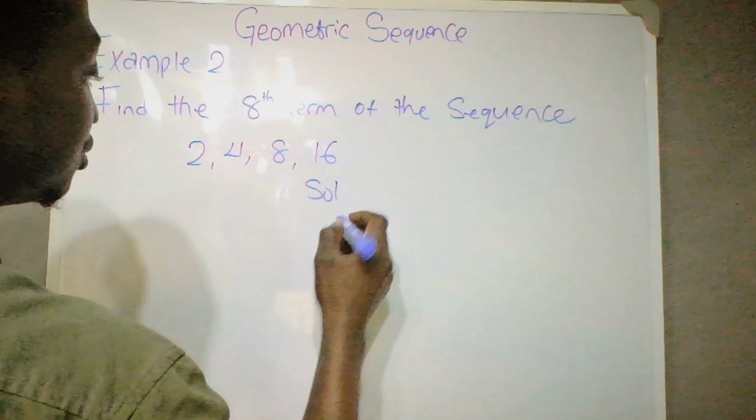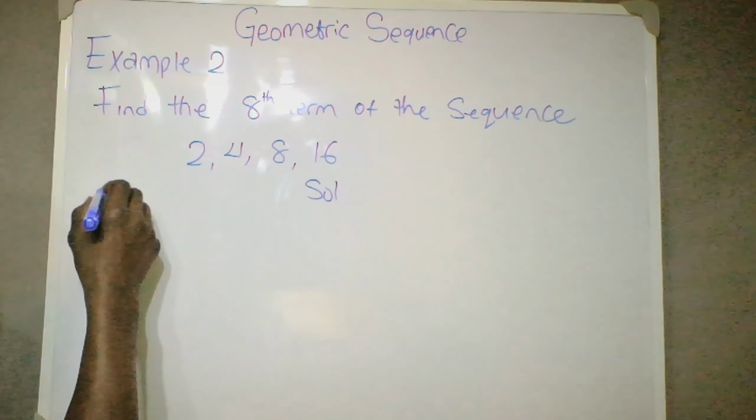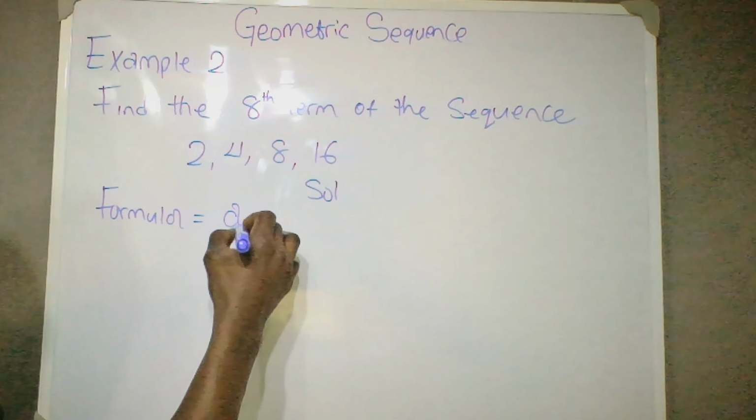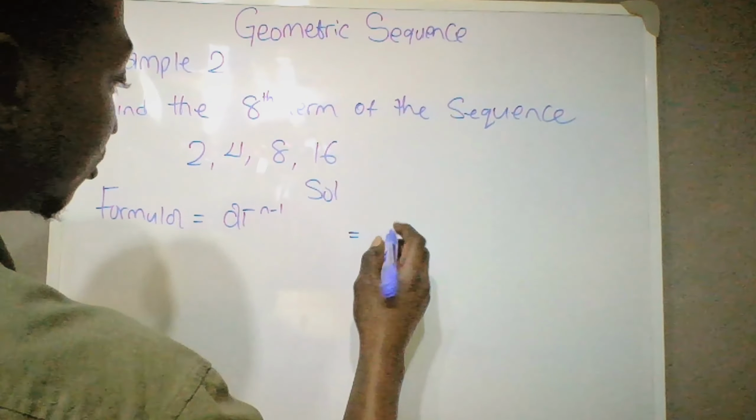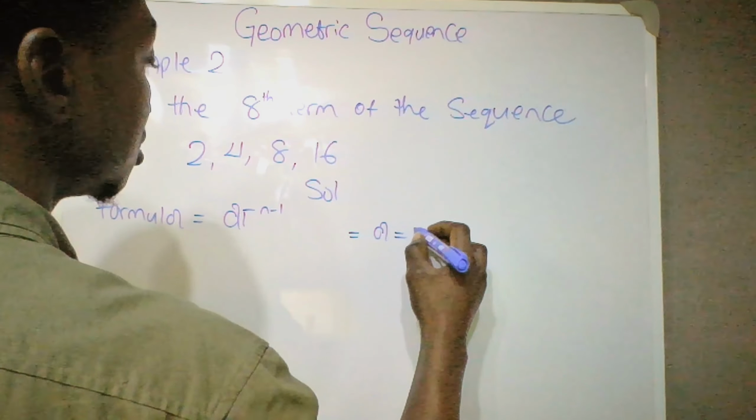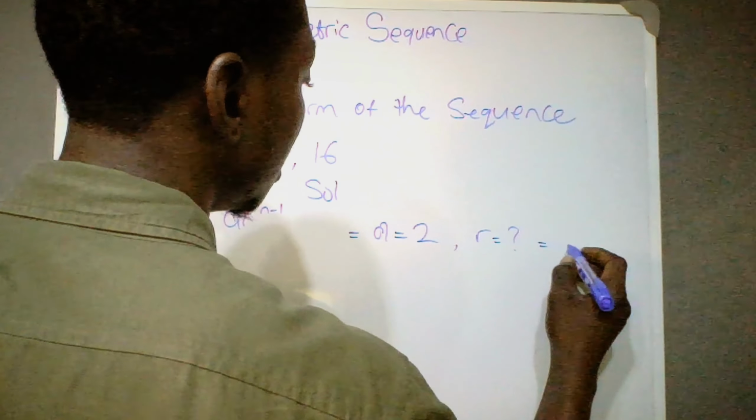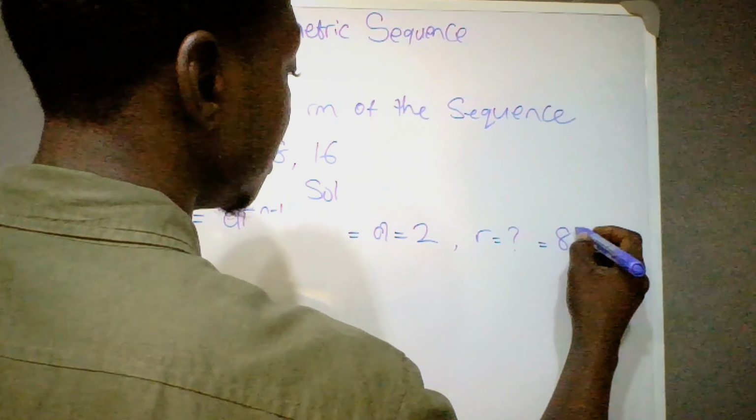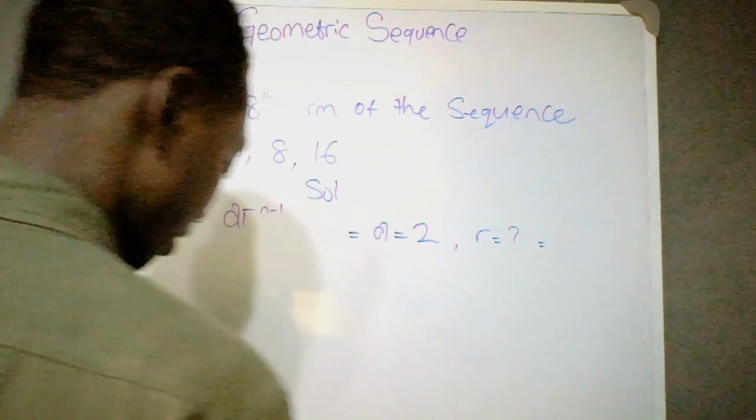So we have the solution. Our formula says a r raised to the power n minus 1. So we have our first term, which is 2, our r is unknown, and we have to find the eighth term.